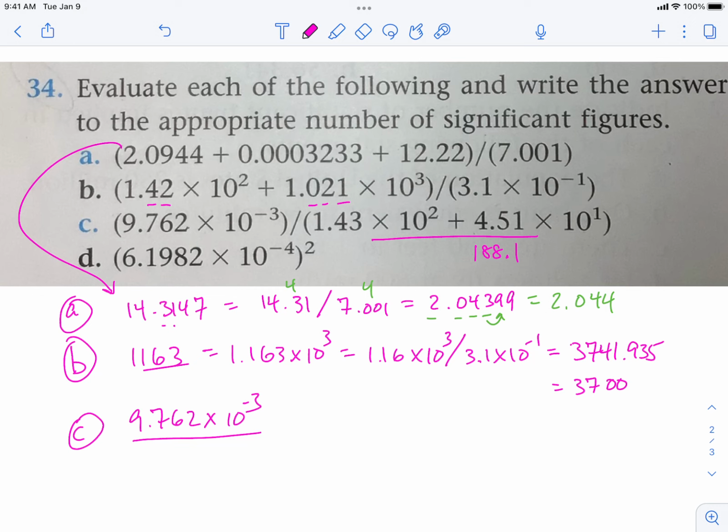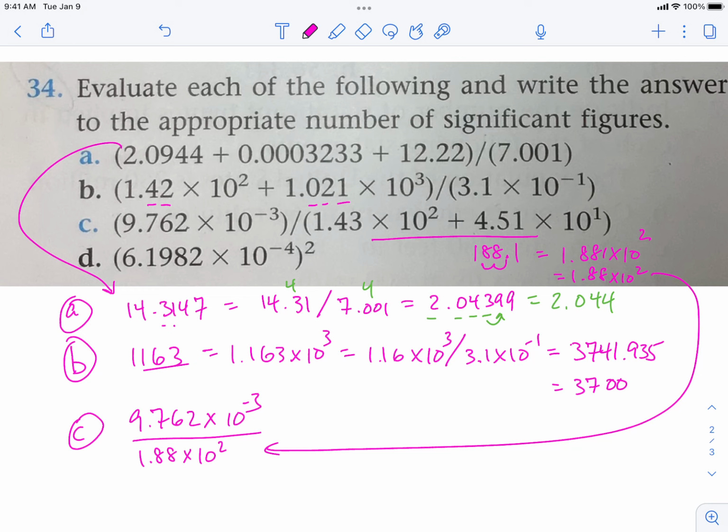But we want to turn it into scientific notation, so we'll move it over 1 and 2 places. So 1.881 times 10 to the second, since we moved it over 2 places. And so now, according to our addition rules, we'll go by decimal places, so 2 in each. So this becomes 1.88 times 10 to the second. That's what we're going to put down here. So 1.88 times 10 to the second.